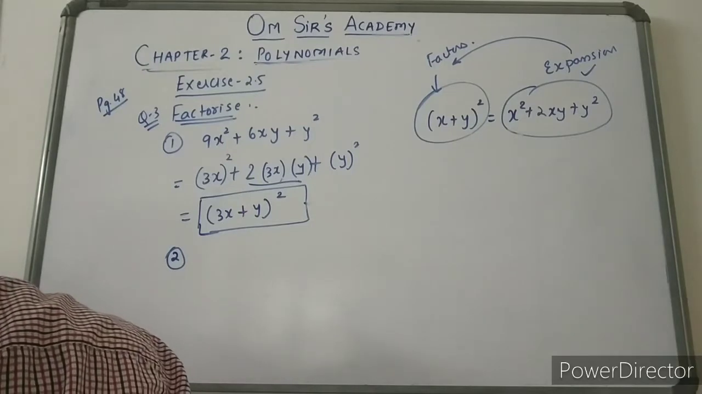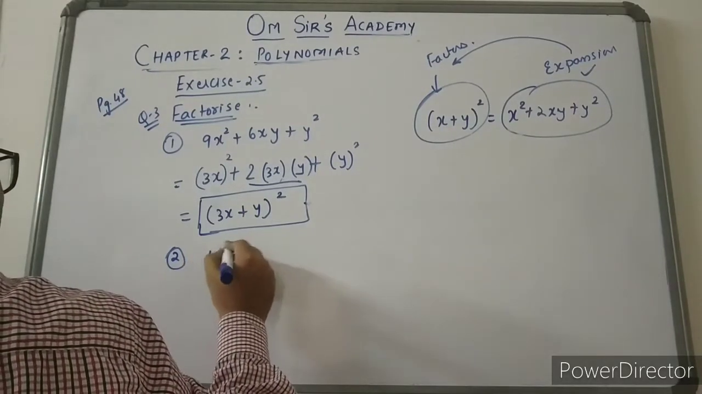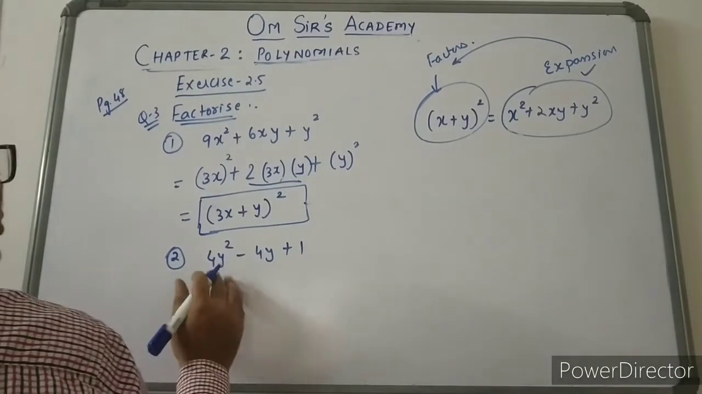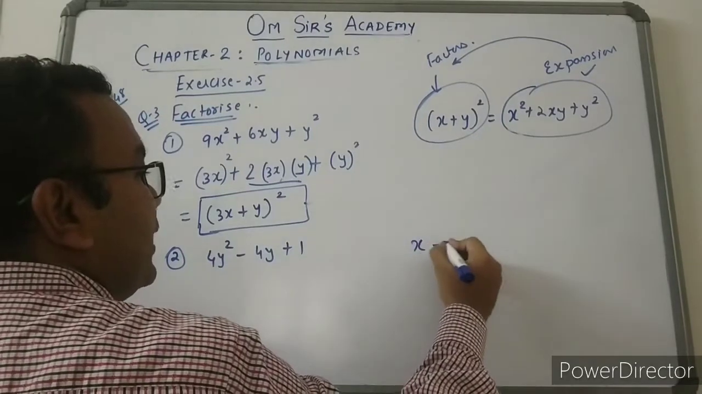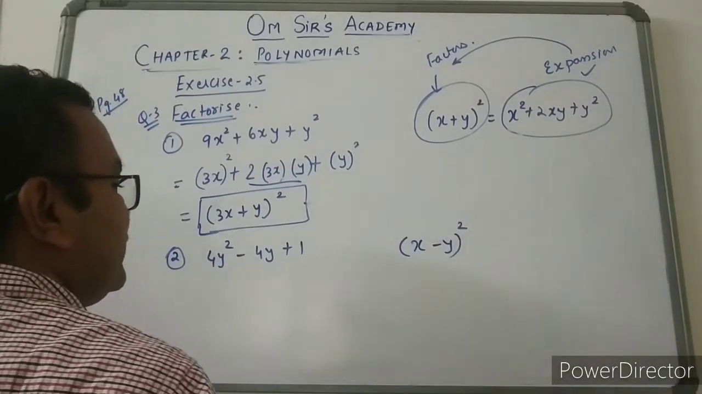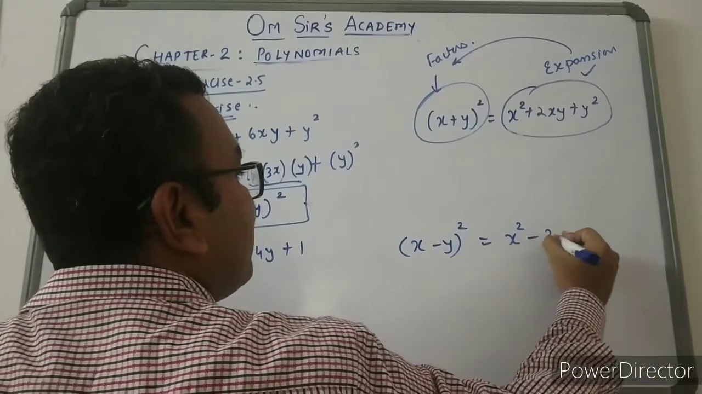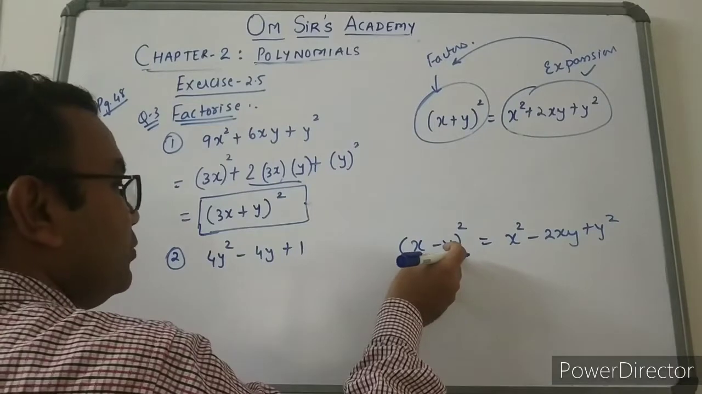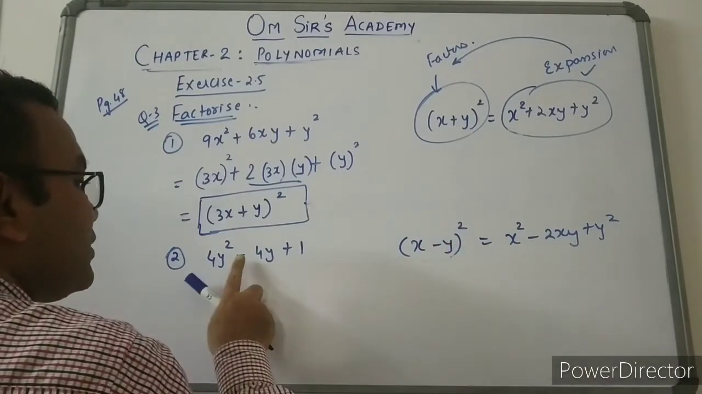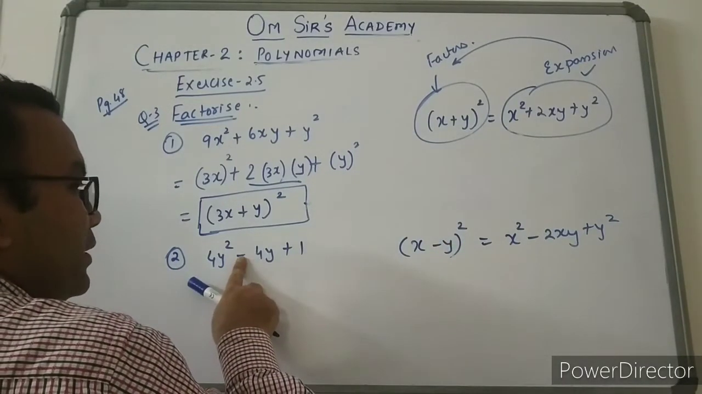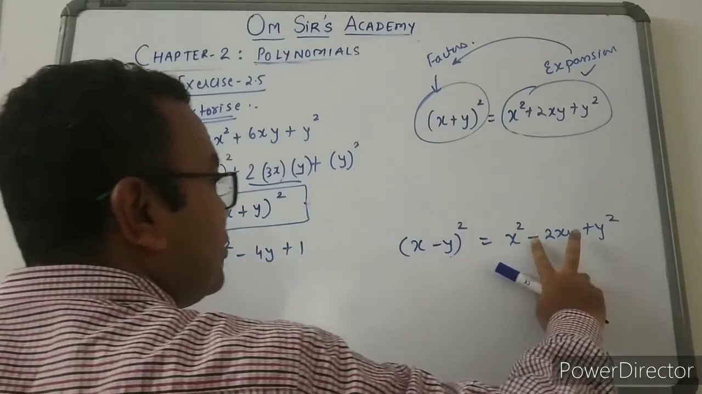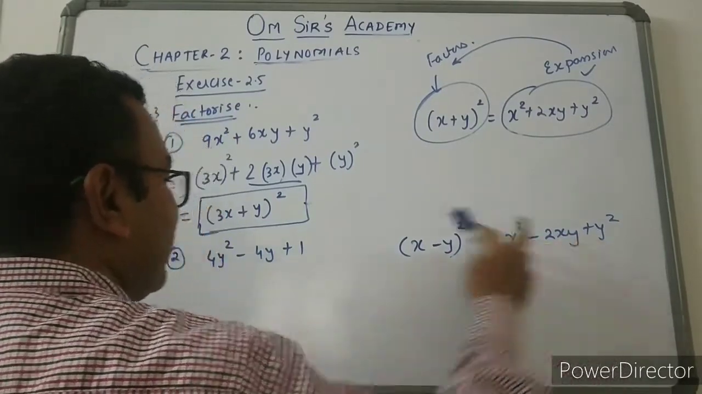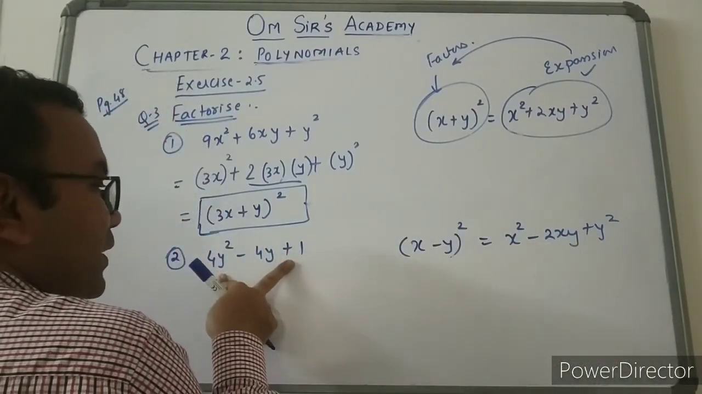Now the second sum. What is the second sum? 4y square minus 4y plus 1. So this is also again a perfect square. Now see, there was the identity of (x minus y) the whole square, so what can its expansion be? x square minus 2xy plus y square. Now friends, how did I know that this can be the identity of (x minus y) the whole square? Because see here this sign is minus and the last sign is plus. Here also the sign is minus and the last sign is plus, and the first and the last term are perfect squares. Here also first and the last term are perfect squares.